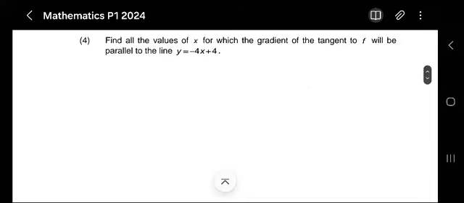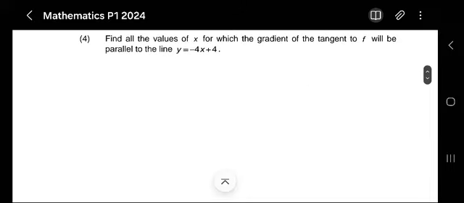So yeah, number 4, find all the values of x for which the gradient of the tangent to f will be parallel to the line that we have been given. What do we know about parallels? If we have parallels, that means the gradients will be equal, isn't it?